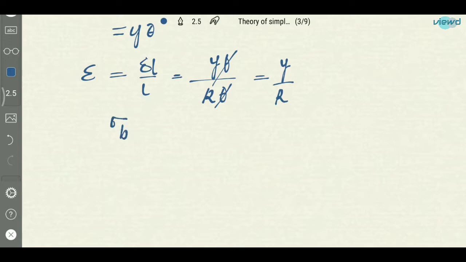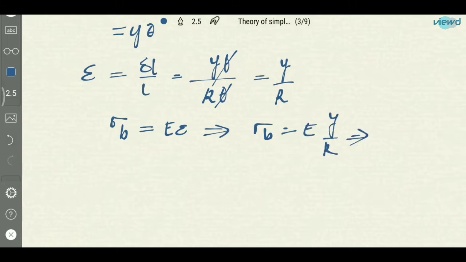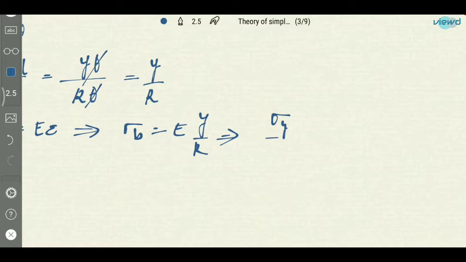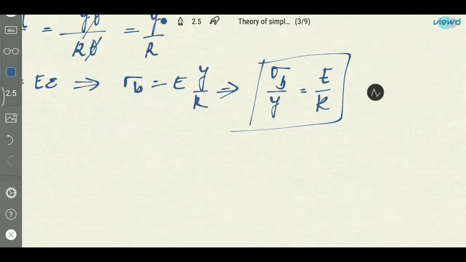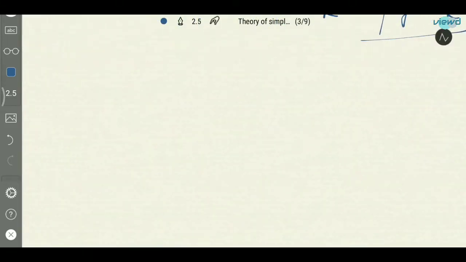But we know that the bending stress is represented by sigma b. The bending stress is equal to E into epsilon. So we can write sigma b is equal to E into epsilon, which is y by r. So we can write that sigma b by y is equal to E by r. So keep this equation aside.